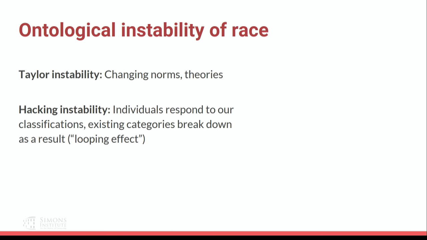The way you categorize people changes their behavior. And in response to how they change their behavior, your construction of the category becomes invalid. It needs to be updated. So according to Hacking, categories are always moving targets. They're never completely stable.